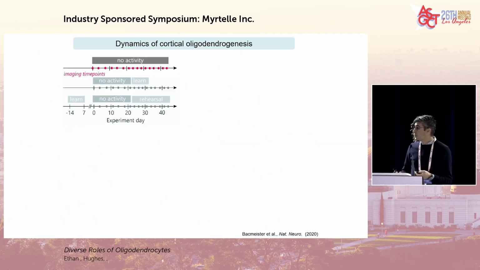Just to set you up with how our data is interpreted, we can image mice every other day for extended periods of time, and then we can perform different behavioral interventions where we either have no activity, we can train them on the forelimb reach task for 1 week, or we can train them on the forelimb reach task and then watch what happens when they rehearse the task many weeks later.